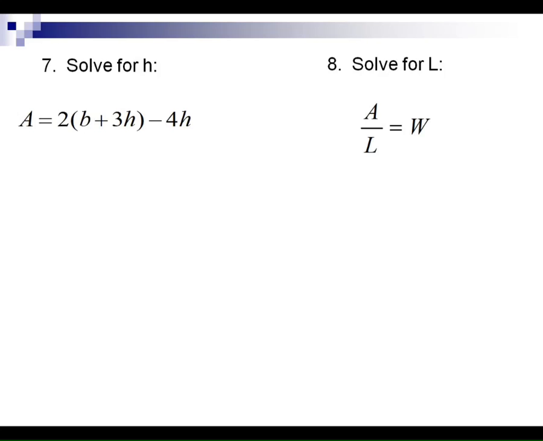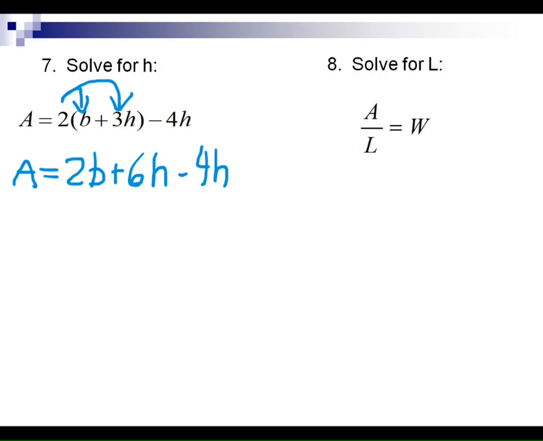I've got two more here I want to look at. Try this one, number 7. These are the last two we're going to talk about today. Again, anytime we can get rid of parentheses and fractions, we're going to do that. So we can get rid of these parentheses by distributing this 2. So I get a equals 2b plus 6h minus 4h.